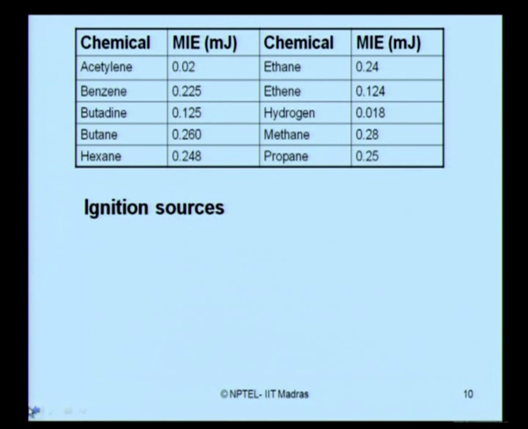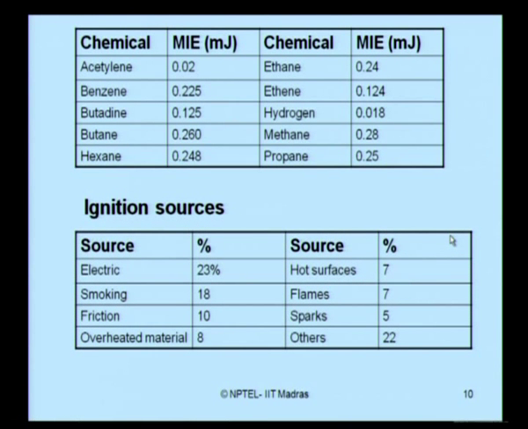For different chemicals, for our understanding, I have already presented in tabular form the MIE value in mJ: acetylene, benzene, butadiene, butane, hexane. The values are given for different chemicals in terms of MIE values. Then let us try to understand the percentage contribution to ignition from different sources.